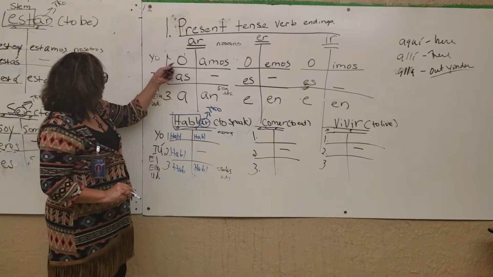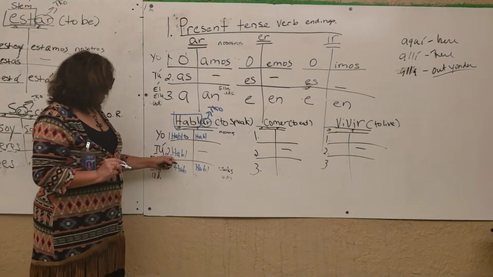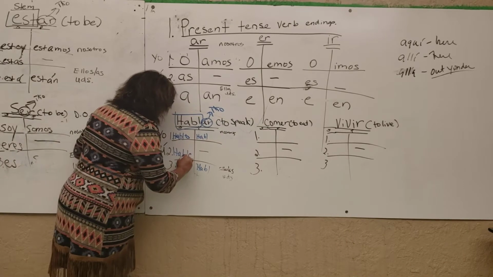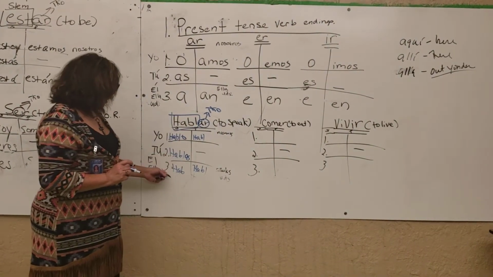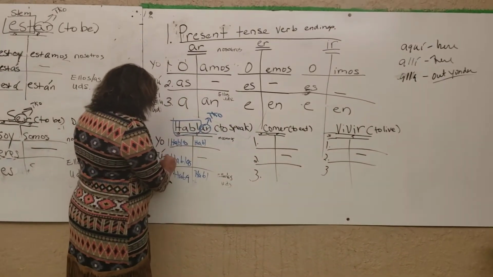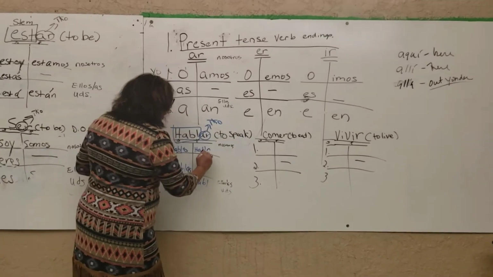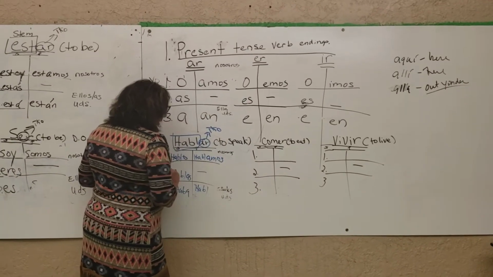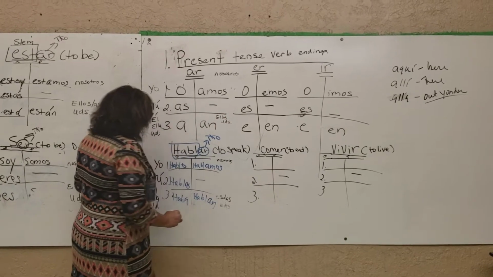Well, first person is hablo. Yo hablo. Next one, as. Hablas. Tú hablas. Él, ella, usted habla. I talk, you talk, he talks, she talks, you talk. Nosotros hablamos. I'm going to plug in the AMOS. And ellos y ustedes hablan.